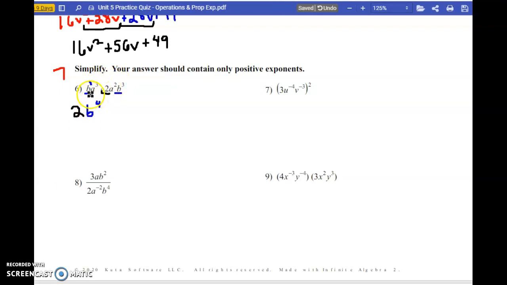And I did the same thing with my a's. I have a to the 3rd times a squared. Well, I add those exponents, and that gives me a to the 5th. Again, if you need more detail about why, just see the video on Monday.